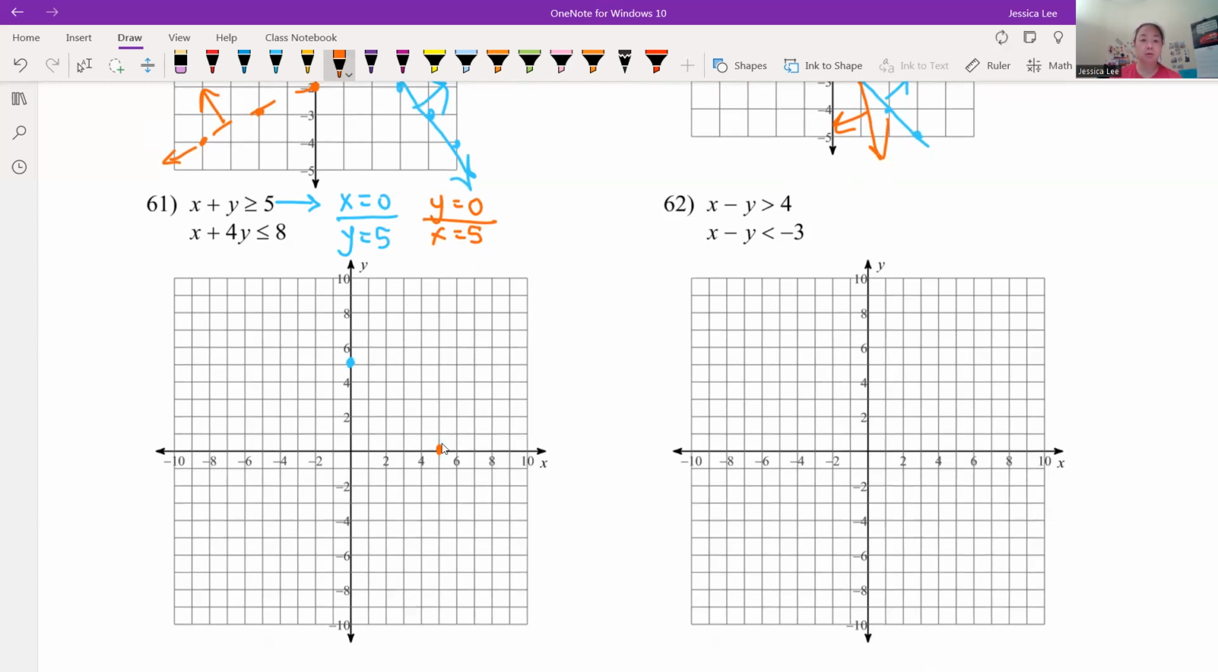Looks like we're going to be a slope of -1 right here. It is going to be solid because we have that equal sign underneath. So I am going to be like, this, right.